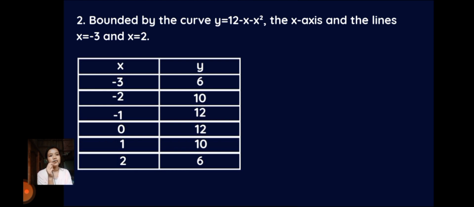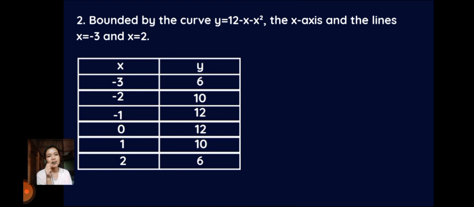The same as before, to make graphing easier, we use a table of values. As you can see, if x is negative 3, y is 3. If x is negative 2, y is 10. If x is negative 1, then y is 12. If x is 0, y is 12. If x is 1, y is 10. Then if x is 2, then y is 6.